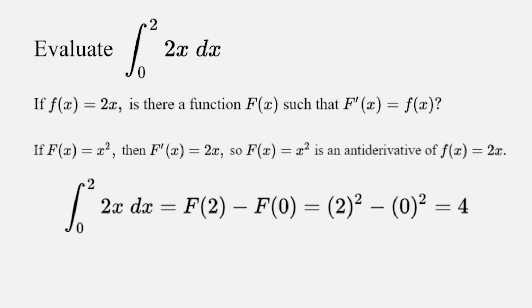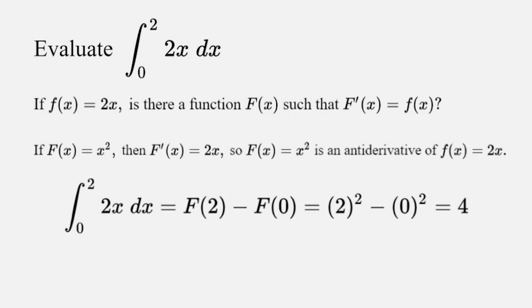And to recap the process, we first ask ourselves, is there a function out there that when I take its derivative, I get 2x? The answer to that was yes. That function is x squared. If I take the derivative of x squared, I get 2x. And so x squared is an antiderivative of 2x. And then I plug in the bounds. I plug in 2, I plug in 0, I subtract them, and I get 2 squared minus 0 squared because the antiderivative was x squared. And I simplify that to get 4.